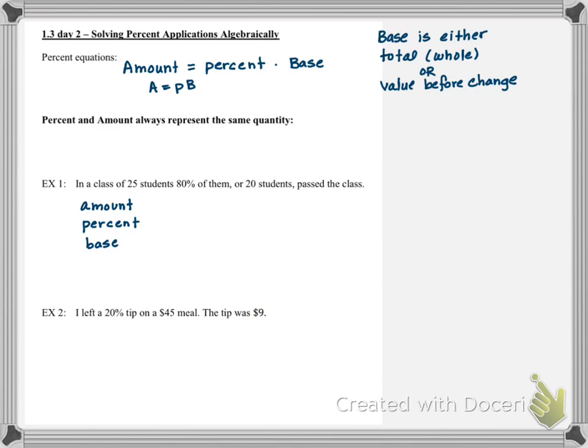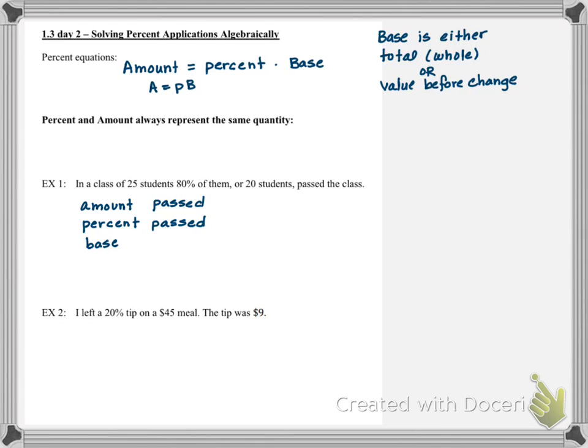What is special about that 80%? What makes the 80% different from the rest of the students in the class? They passed. They passed, right? And so that's how I'm going to label my percent. So it's the percent that passed. And then, like I said, the amount always has to represent exactly the same thing. So you literally want to copy whatever you wrote for the percent. So this is the amount that passed.